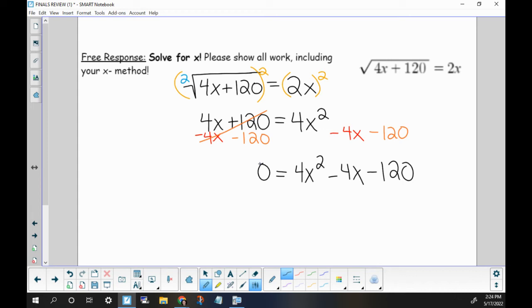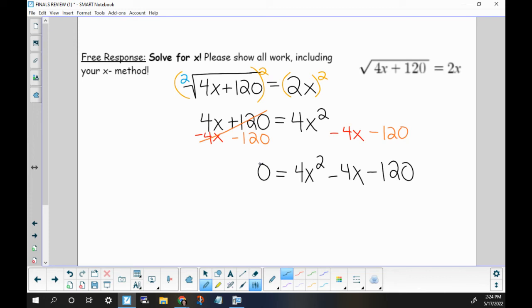Now what must we do? Can we factor it? Is this in ABC mode? It is, but there's something we can do first. What do we always got to check for? GCF. Is there a GCF amongst these?